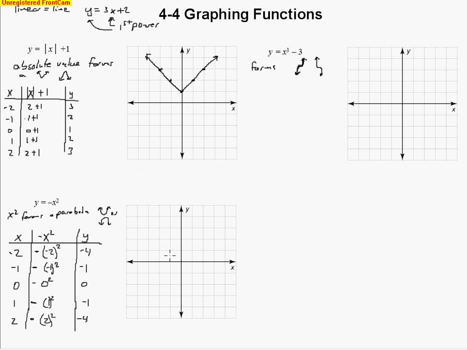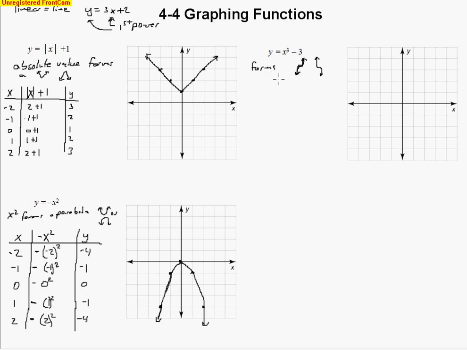So once I've got those points, plot them. So over 2, and then to the left, and then down 4 spaces. Over 1 and down 1. Over 0, down 0. And then over 1, and then down 1. Over 2, down 4. So I end up getting this U-shaped graph. So anytime you've got the x squared, that's the shape that it should end up taking on, this U-shaped graph. And that's the parabola, opening down.